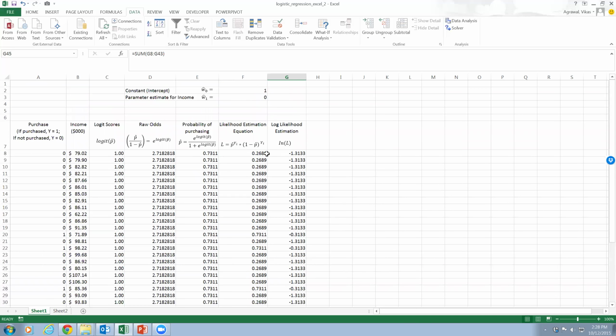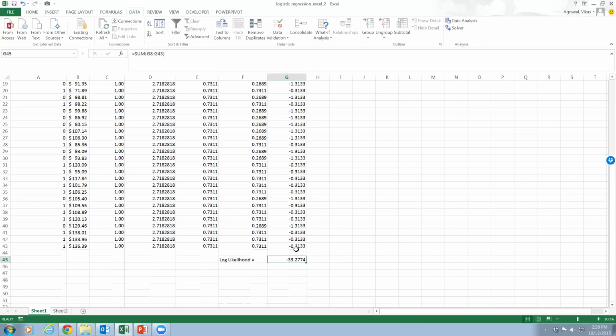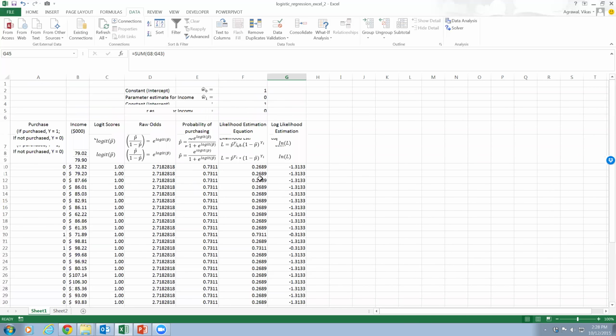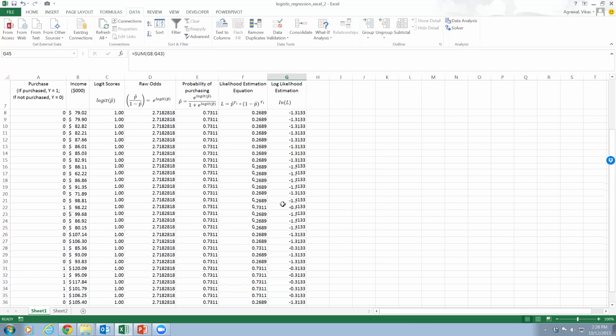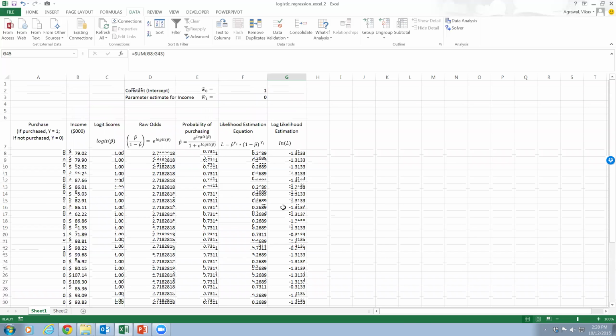And for each probability, we found the natural log, because we would rather deal with the sum instead of the product. Otherwise, what you have to do is take the product of all these values and try to minimize that. But here I would rather maximize the likelihood estimation.